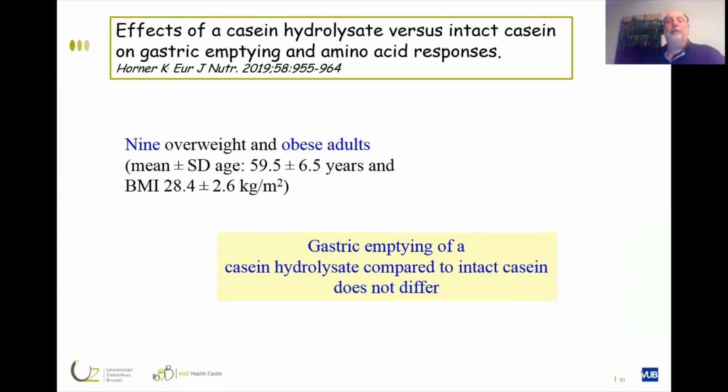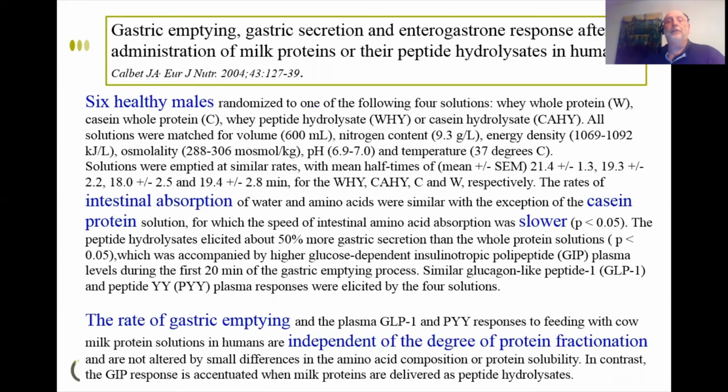So what's the effect of hydrolysate on gastric emptying? There are not many data in children. These are data in 9 overweight and obese adults. And gastric emptying of the casein hydrolysate compared to intact casein was not different in those obese adults.